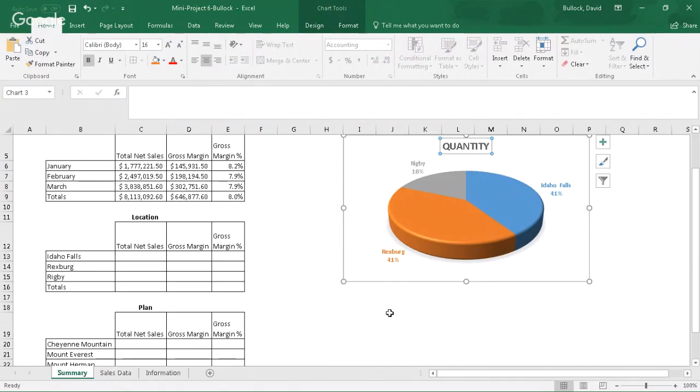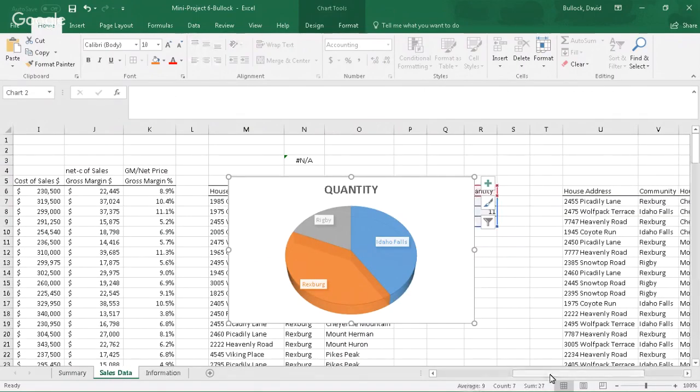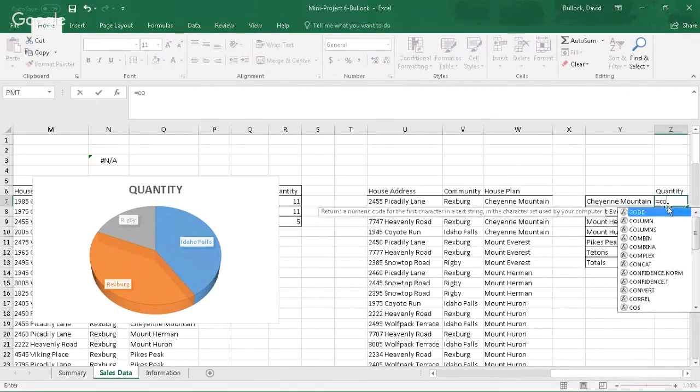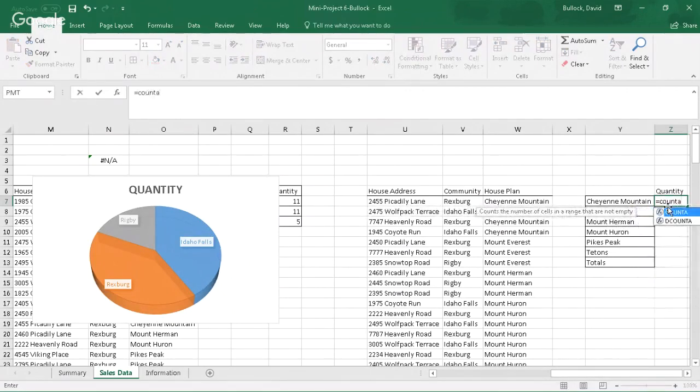And then do one for the other one. So are there three total pie charts or just two? It's just two. One for the number of homes by community and one by plan. Number of homes that are in each specific plan. Gotcha. I don't think you're wrong to use the count function, because looking back through the instructions, it says use an Excel function to count the number of homes. So I think that might be what they're insinuating.